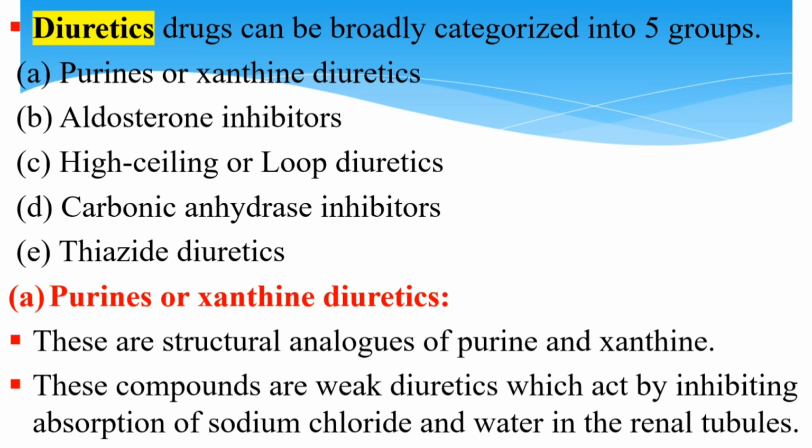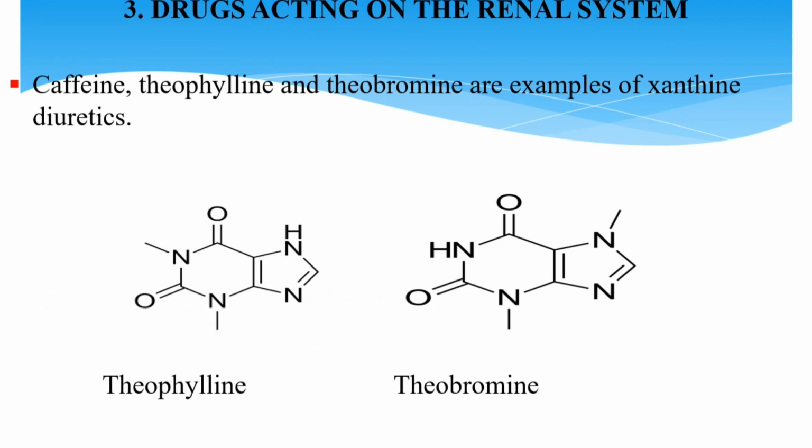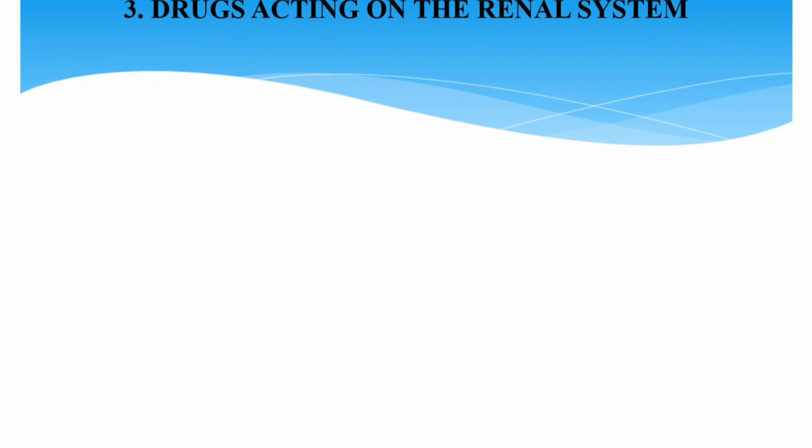Once the urine is formed in the kidneys, it will travel into the tubules, but in the tubules it is again reabsorbed. Now these drugs prevent that reabsorption. The examples for this category of drugs are caffeine, theophylline and theobromine. You can see here the structure of theophylline and theobromine.